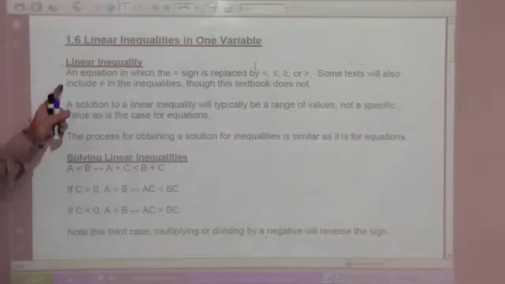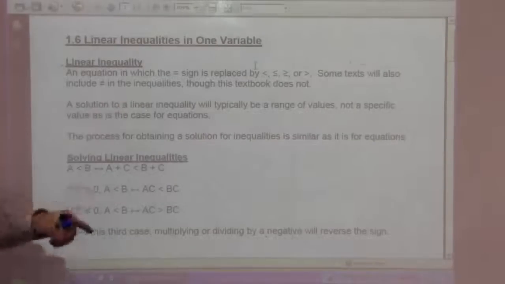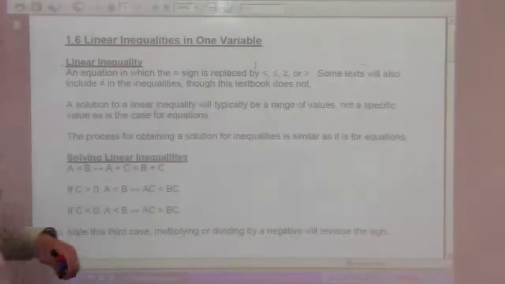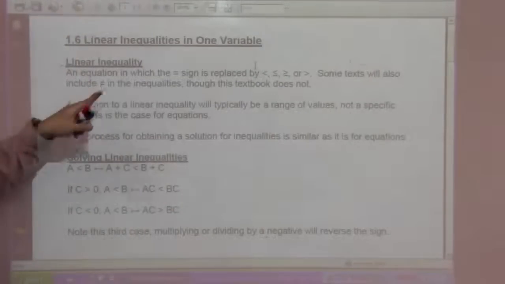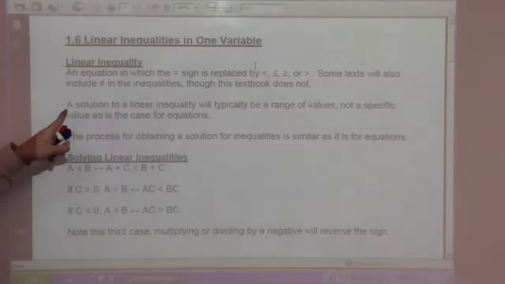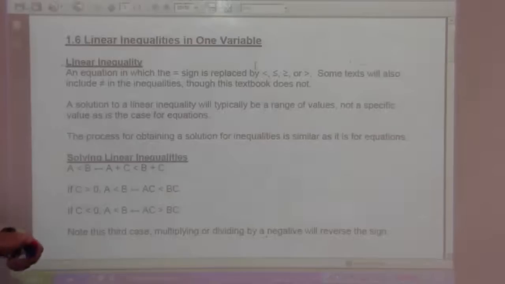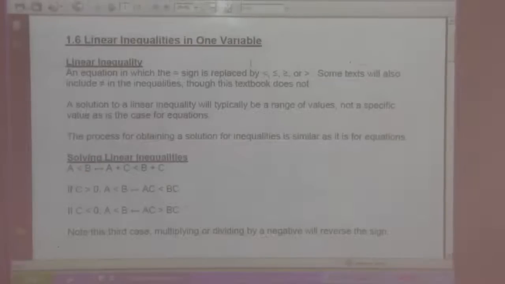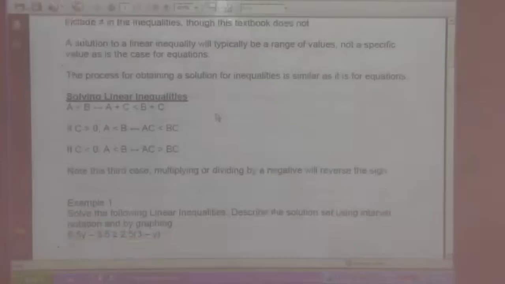A linear inequality is an equation in which the equal sign is replaced by less than, less than or equal to, greater than or equal to, or greater than. Some texts also include the not equal to inequality, but this book does not. A solution to a linear inequality will typically be a range of values, not a specific value, as is the case for equations. The process for obtaining a solution for inequalities is similar to that for equations.